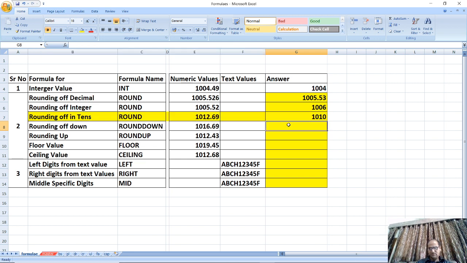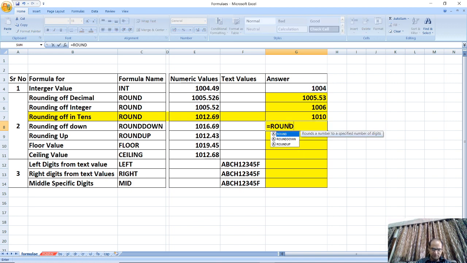Okay, then there is another formula which forces the value to go to the down level, and we are discussing the integer portion only. Equal to ROUNDDOWN. If this is the formula, we use minus 1, it will force the formula to go to 1010, whereas it should have been 1020. But ROUNDDOWN is forcing the formula to go down in any condition.